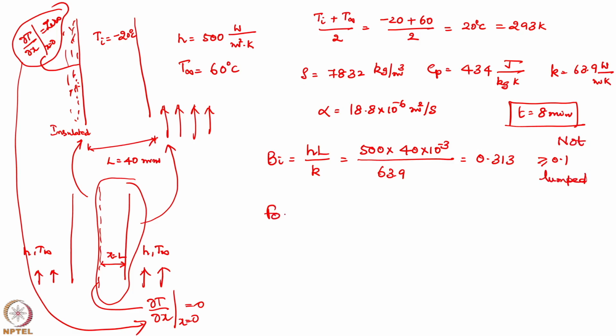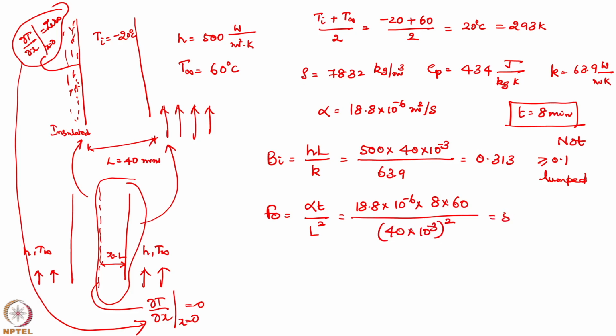Now at the 8th minute, what is the Fourier number? Alpha t by L squared. Alpha is 18.8 into 10 to the power of minus 6, t is 8 into 60, divided by 40 into 10 to the power of minus 3, squared. So the Fourier number I get is 5.64. This Fourier number is indeed greater than 0.2, so the one-term solution is good enough for me.